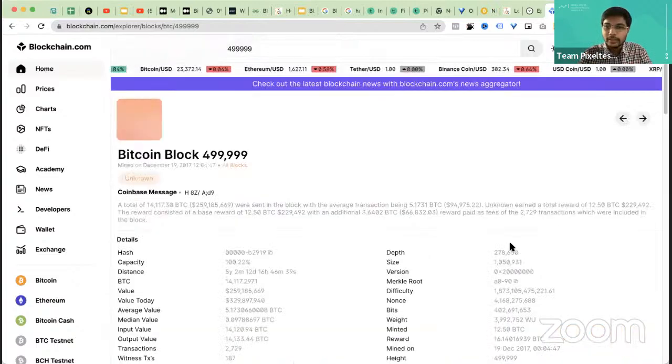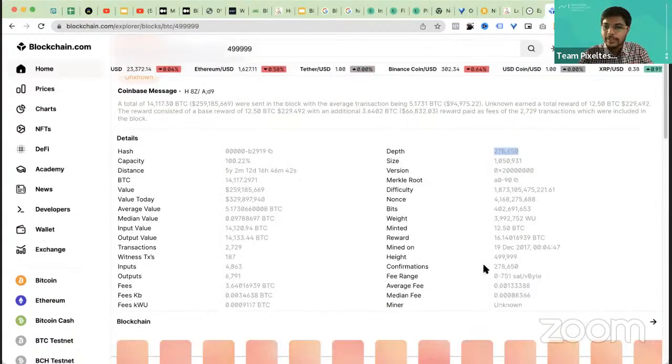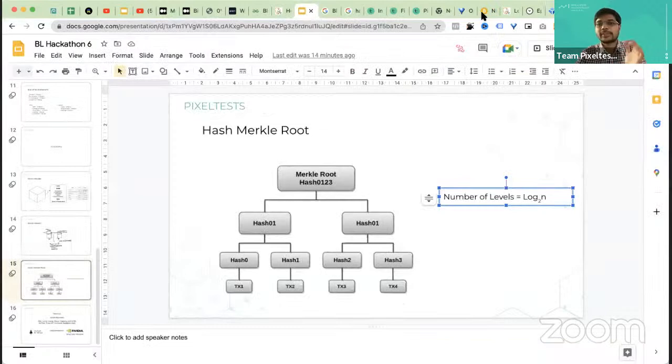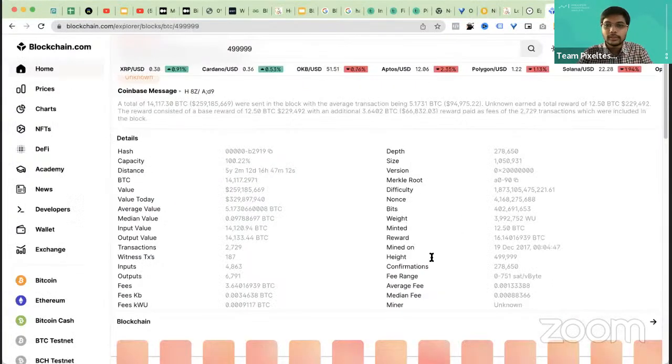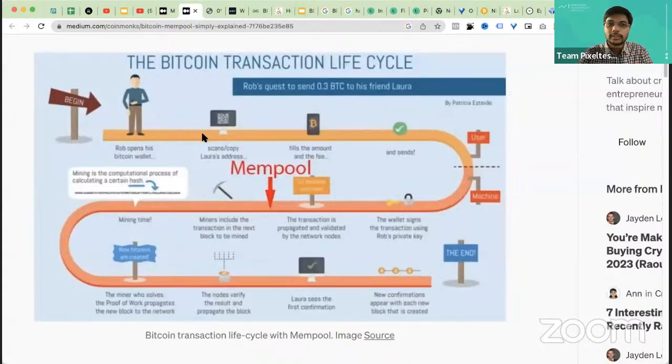Now if you see the depth and the confirmations are the same, meaning the top block which is mined today or now, from that particular block, this 4999999 block is 2,78,650 blocks below, which is also called the depth or height of that particular block, right? So those many confirmations happen. Whenever you see a new block being added, the previous blocks get more and more confirmations and they become more and more permanent. So this is what we've understood in the whole blockchain transaction cycle, right?